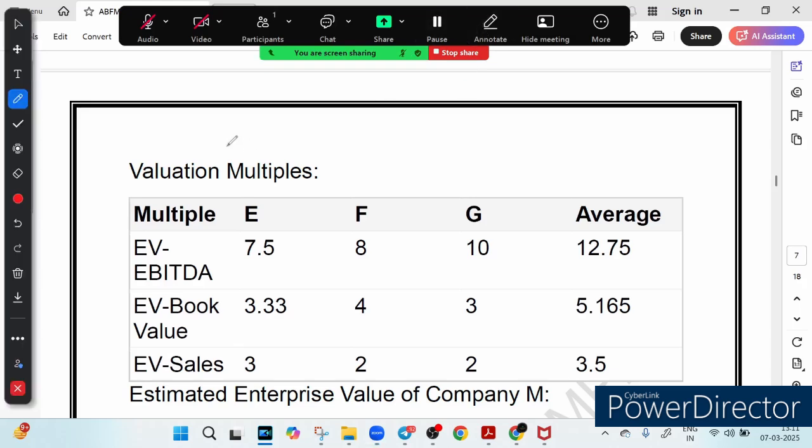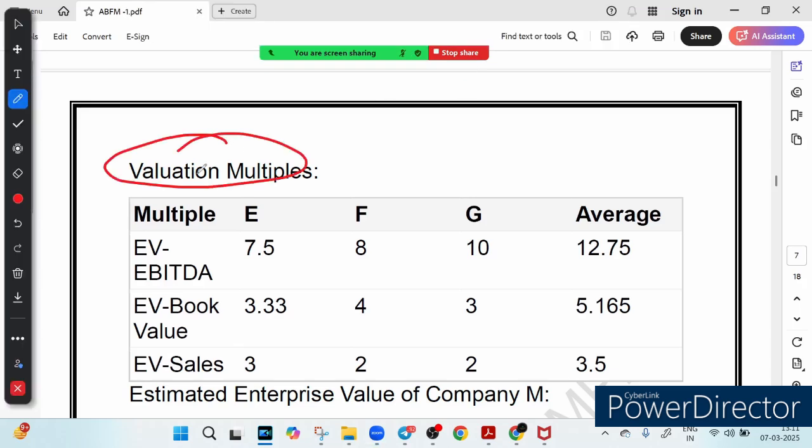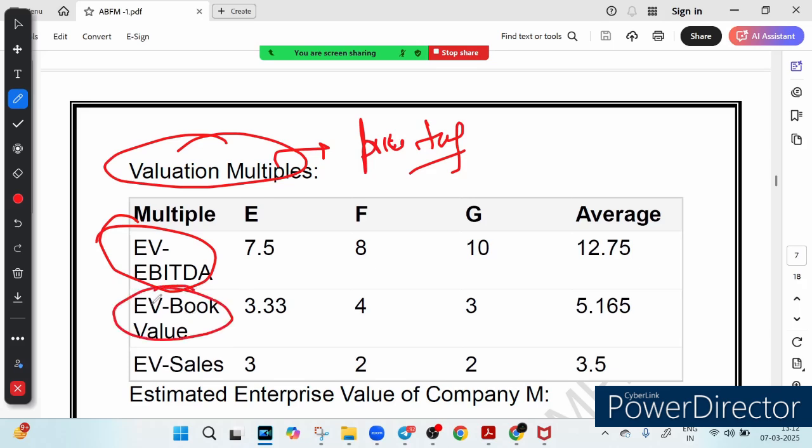So how do we get all these values? Quite simple. Let me zoom out a little bit so that these 2 pictures come on the same slide. Now suppose I want to calculate the EV upon EBITDA for company E. So what is EV? EV is 3000, and what is EBITDA? 400. So 3000 upon 400 gives us 30 upon 4, or 15 upon 2, or 7.5. So this 7.5 is written here. I hope this makes sense.